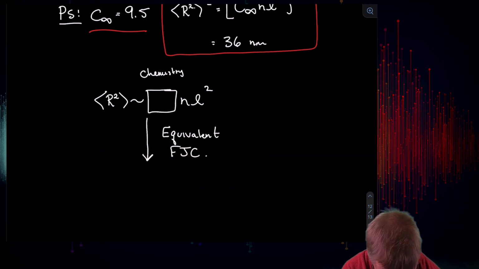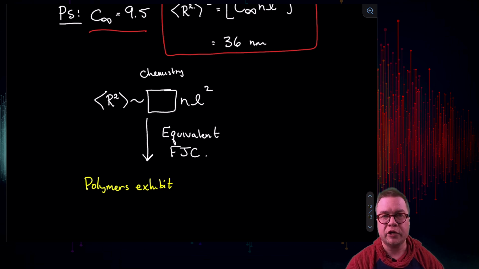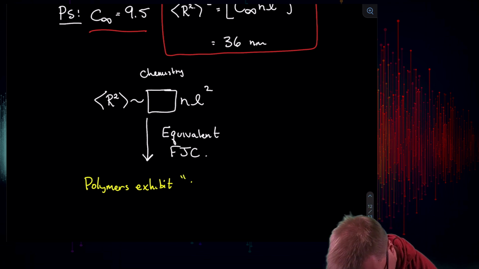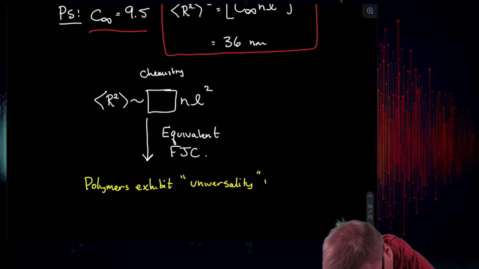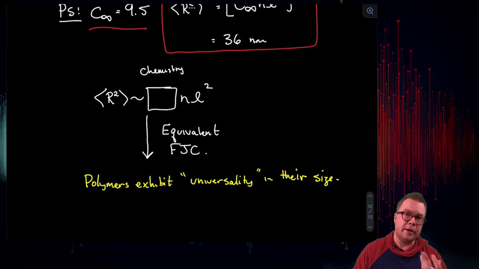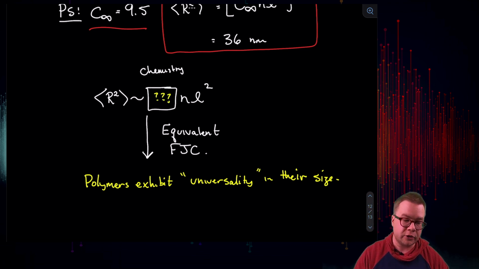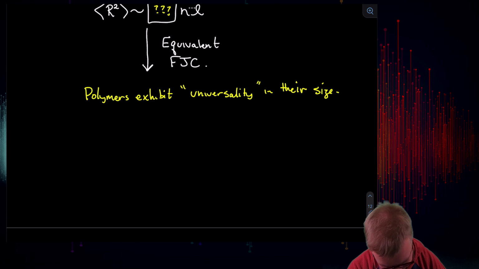Okay, so when we do this, we take advantage of the first thing that we notice about polymer chains, which is that they seem to exhibit universal behaviors. They exhibit universality in their size. So all of them have a size that looks like the number of monomers multiplied by the bond length squared, except that there's some little thing that goes in front, which has to do with their chemistry.